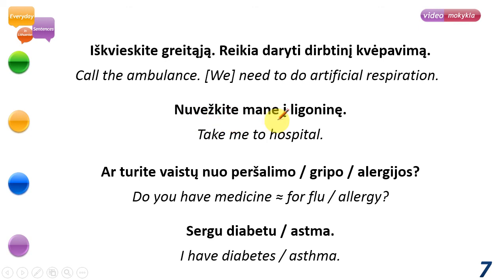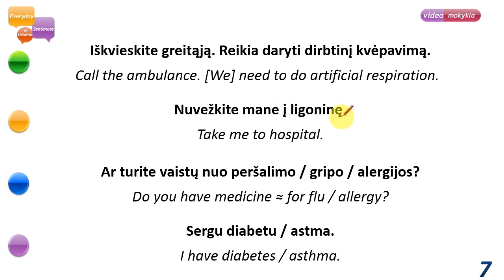Take me to the hospital. Nuveškite mane į ligoninę, or to a hospital. Nuvežti. Vežti means to take someone by car or by bus or by train, to transport someone or something. And nuvežti, perfective, finished action, nuveškite, this is an imperative, just like iškvieskite. Those are two imperatives, the you plural or second person plural imperatives. Liga means disease, and ligonis, a sick person, so ligoninė, a hospital.